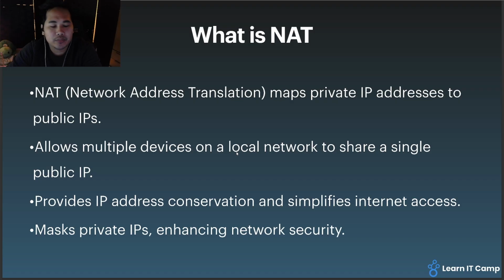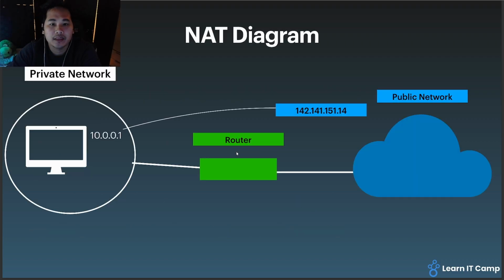Now that we're done with remote access, we're going to talk about NAT, Network Address Translation. It maps private IP addresses to public IPs. It allows multiple devices on a local network to share a single public IP. It provides IP address conservation and simplifies internet access. It maps private IPs, enhancing network security. This is what a NAT diagram looks like. You have a private network, a public network, and a router in the middle.